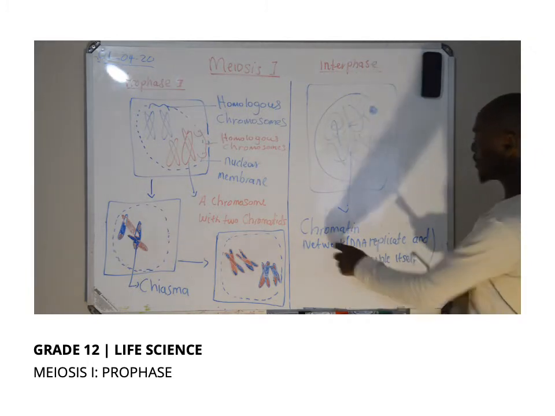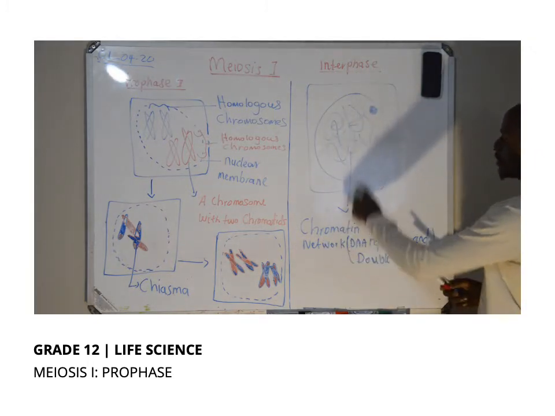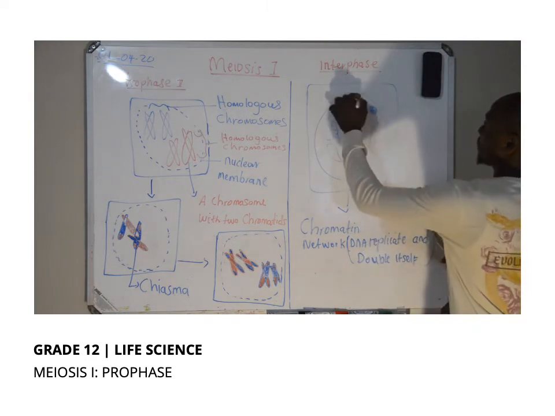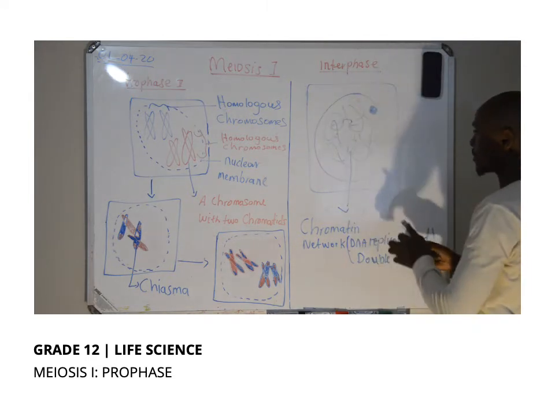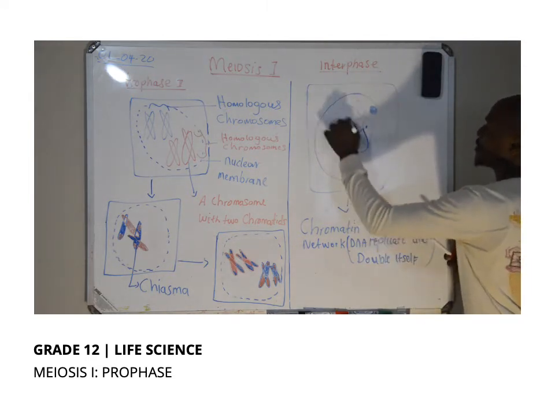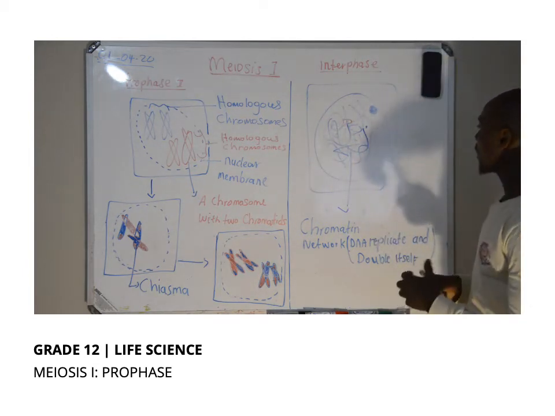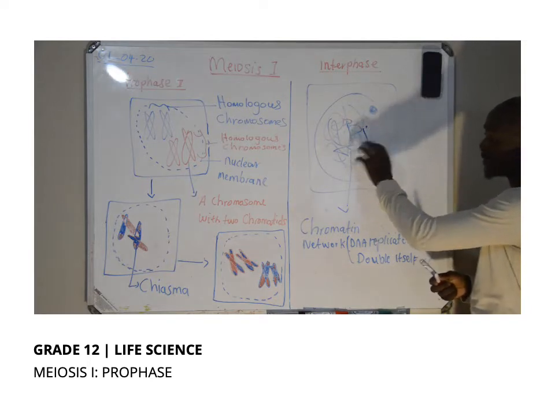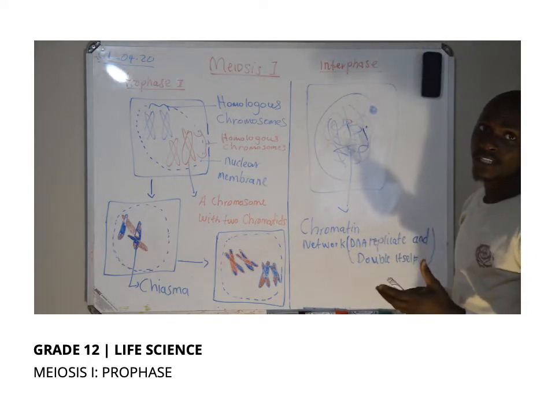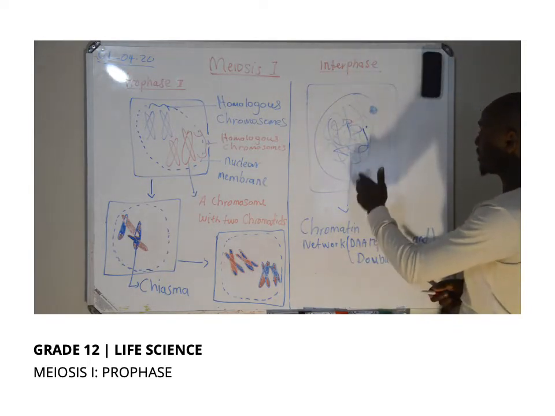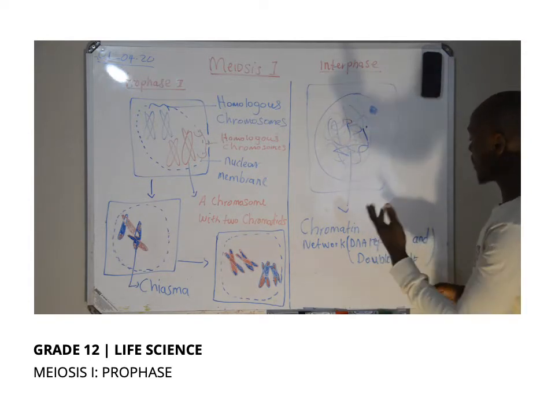Interphase, as you can see here, I've written chromatin network. All this that you see here is chromatin network. What happens in interphase? One thing that you need to know is that, just basic information, there's nothing much that you need to know. But you need to know that in interphase, DNA replicates and doubles itself.